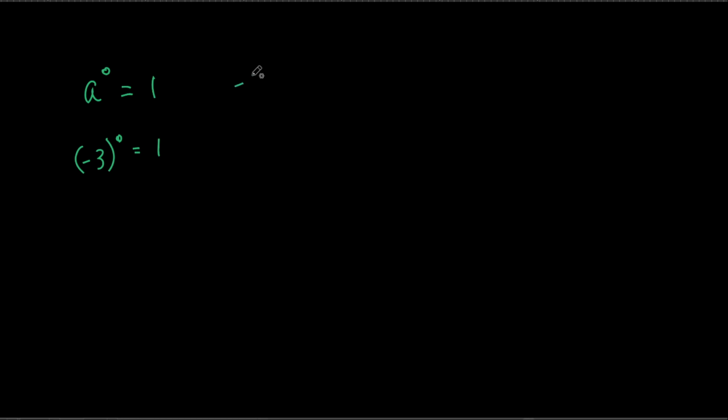Now, what if I did this? What if I put negative 5 to the 0? What's being taken to the 0 power here? Is the negative being taken to the 0 power? Nope, just the 5. So you got to keep the negative. What's 5 to the 0? It's 1. So if you have a negative outside of here, 5 to the 0, that's going to be negative 1.